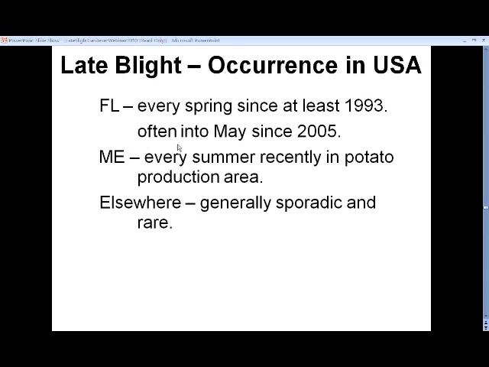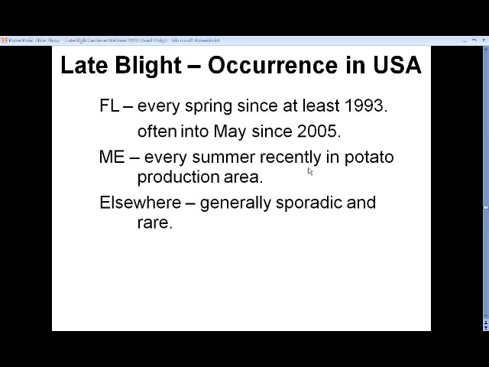So occurrence in the United States recently has been occurring in Florida every spring since at least 1993, and since 2005, late blight has been developing into May. That's a really important fact to understand. The pathogen, we think, has developed some new strains that are able to tolerate warm temperatures, able to survive into the spring later than it used to survive into maybe March. Now that it's present in Florida into May, it means there are more hosts further north. So we now have more of a green bridge for the pathogen to move up the coast than we've ever had in the past.